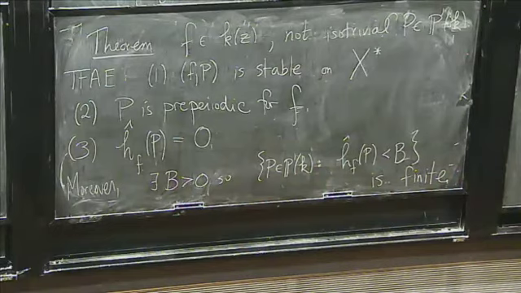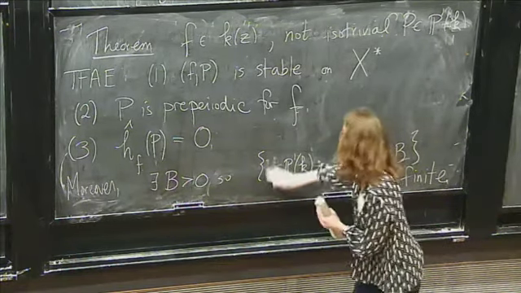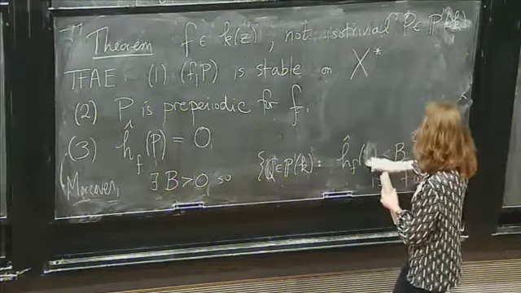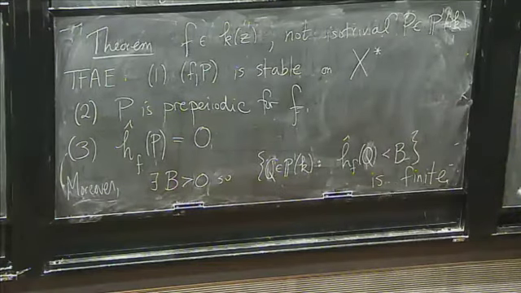Yeah? Statement, P can be not anything else. This is not the same P. There exists a B so that... Oh, yeah, sorry, this is any. No, this is any point, sorry. The entire set of them is finite, yes. Thank you.